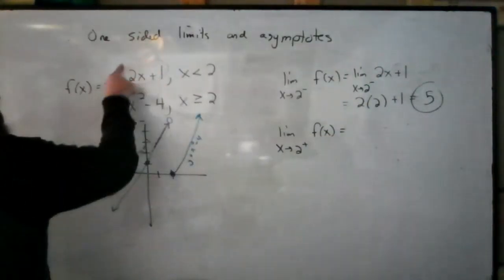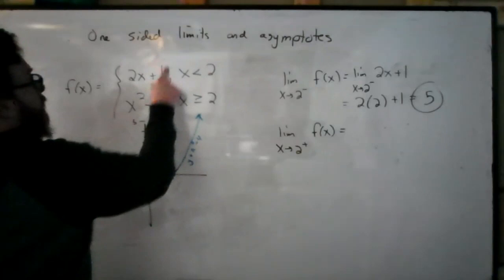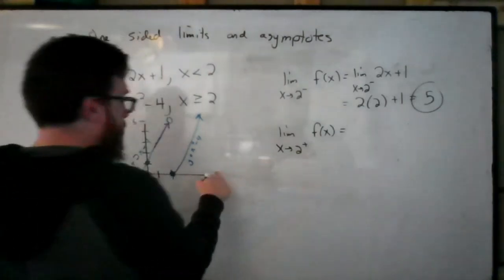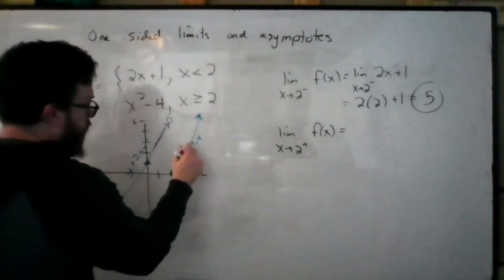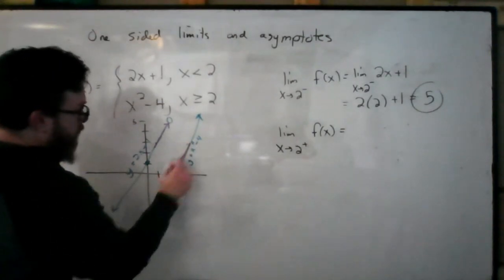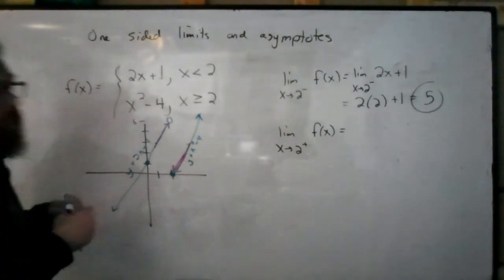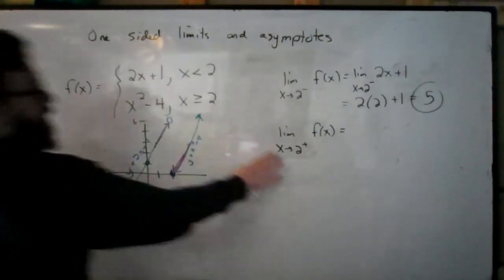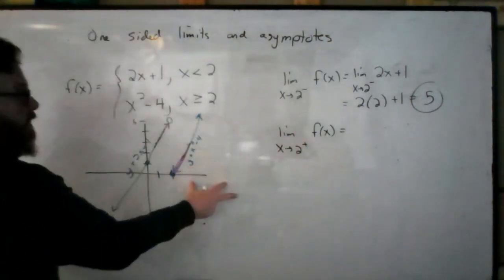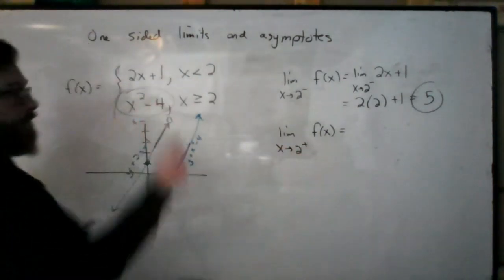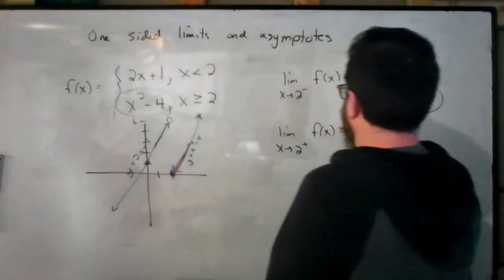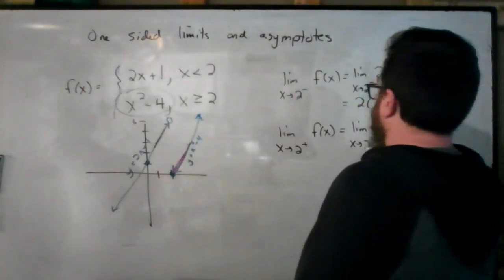Now, if I want to approach from the positive direction, you can see that I'd be on this curve. So as I'm approaching 2 from this direction, it looks like its y values are getting close to 0. So, when I'm choosing the limit of f of x, since these values are bigger than 2, I'm going to be using this function now. So this is going to be the limit as x approaches 2 from the positive side.